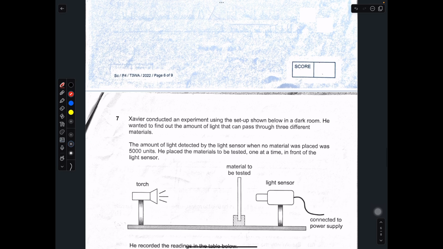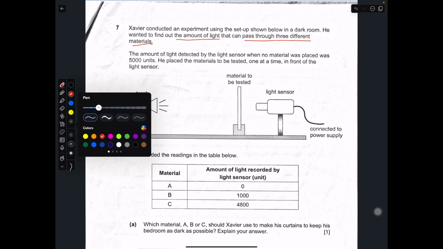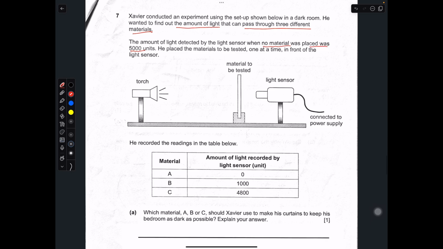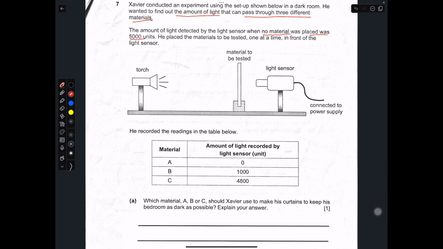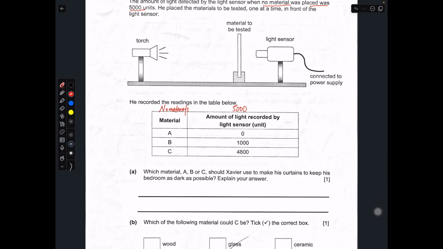Next up, question 7. Xavier conducted an experiment using the setup shown below in a dark room. He wanted to find out the amount of light that can pass through 3 different materials. The amount of light detected by the light sensor when no material was placed was 5,000. He placed the materials to be tested one at a time in front. So with no material, 5,000. Then when you put A, B and C, there are some readings.